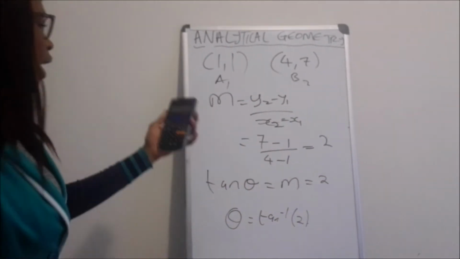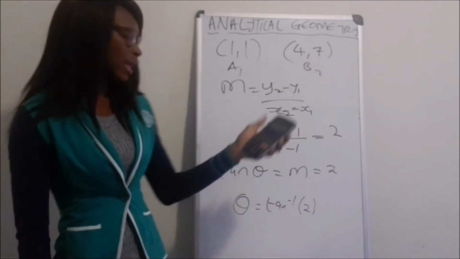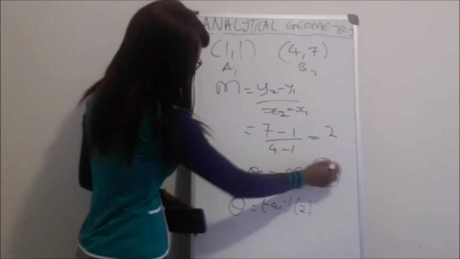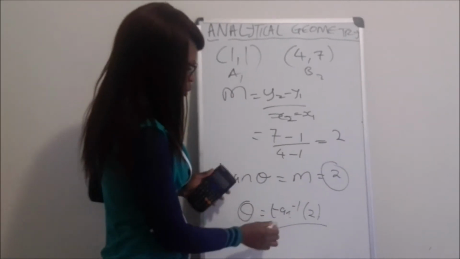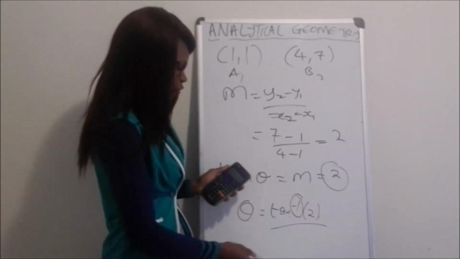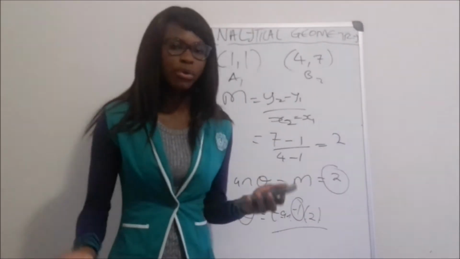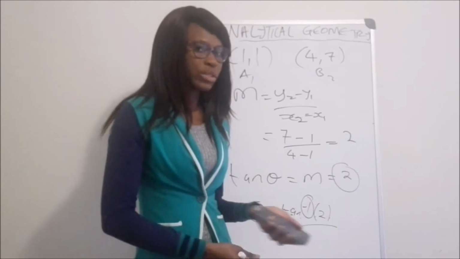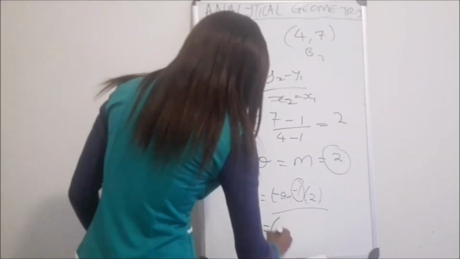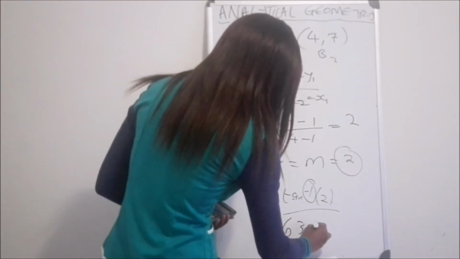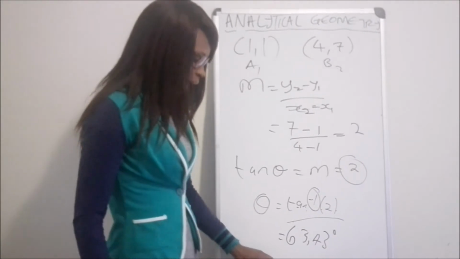So if you're using a calculator like mine, you press shift, tan, and then the value of the gradient. After pressing shift and tan, it will look like tan with an exponent of -1, and it will always have an open bracket. Then you put the value of the gradient, close the bracket, and it will give you the value of theta. That value is 63.43 degrees. That is the value of our inclination angle.